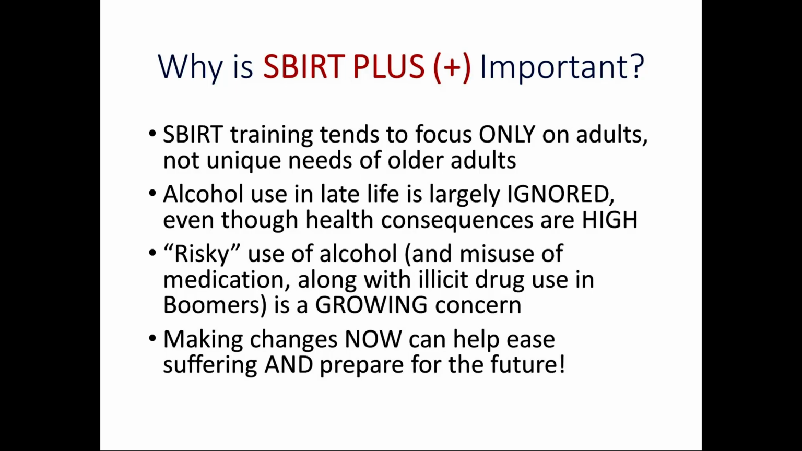SBIRT training has been around for over 15 years, but little attention has been paid to the special needs of older adults. In some ways, that makes sense. On the average, older adults are statistically less likely to have substance use issues than younger people. But when we think about the possible complications of using alcohol or drugs in later life, and the characteristics of the baby boomer generation, it changes our sense of risks.